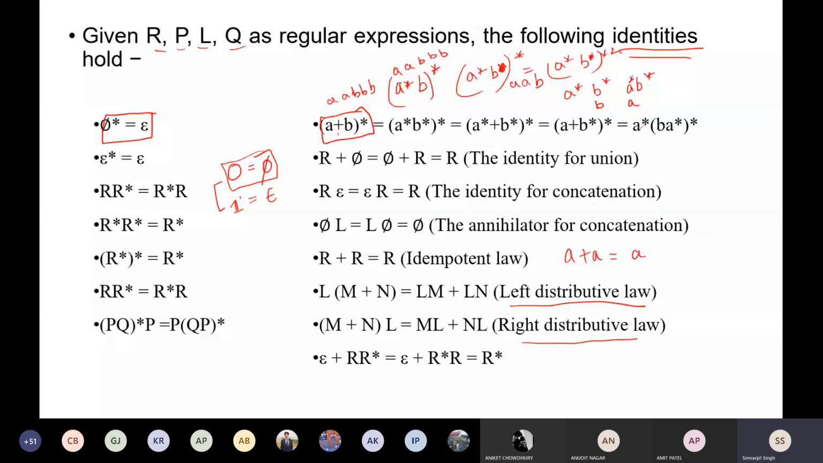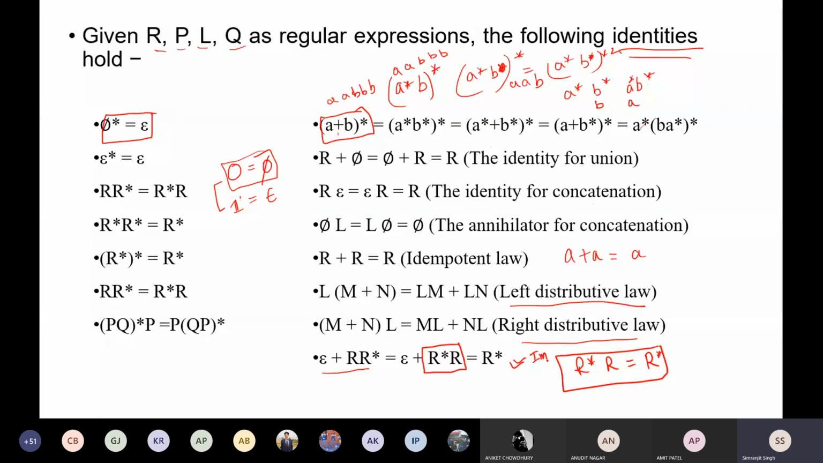In the same way, this property is also very, very important. You will see the application of this property mainly. R star R can be written as R star. This is a different property; most people think that R star R cannot be written as R star. So in the identities, keep that in mind: it is written that R star R can also be written like R R star. This is an important property.